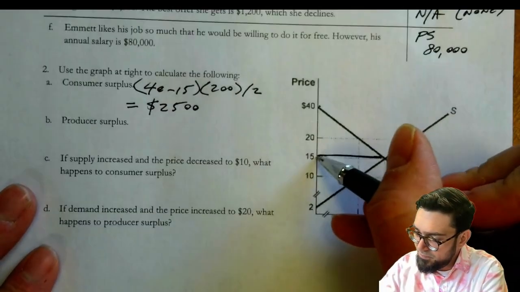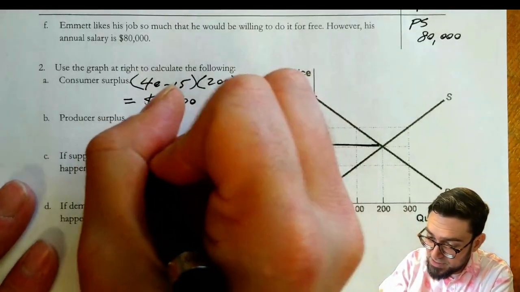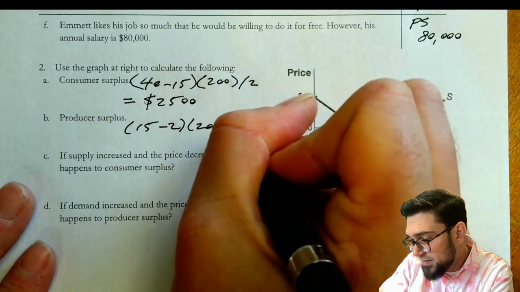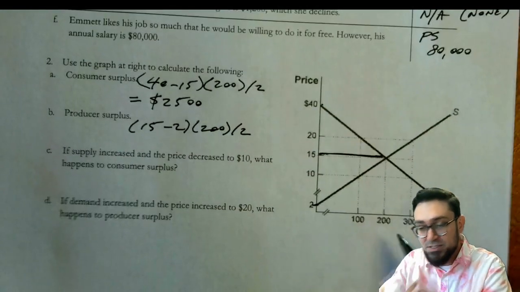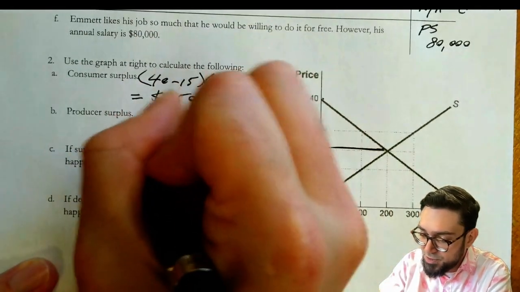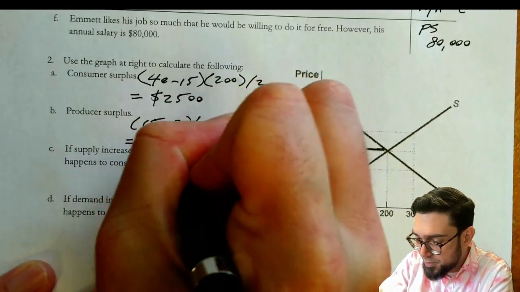Producer surplus from 15 down to 2. So we're going to say 15 minus 2. And again, it's going to be 200 divided by 2 because the base of that triangle is 200. And so we'd say 13 times 100 equals 1,300.